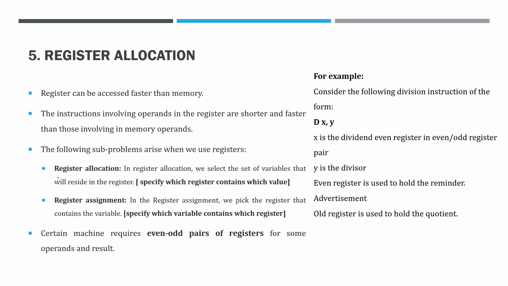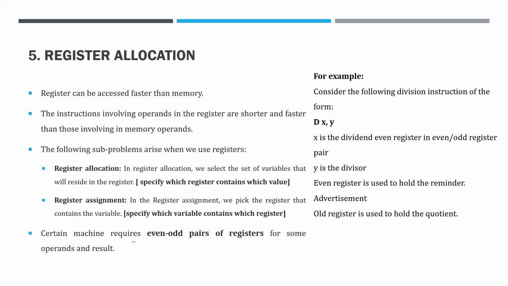Register allocation we need to take care of, and register assignment also we need to take care of. When it comes to register allocation, we select the set of variables that will reside in the registers. What kind of values will be in the registers will be decided at register allocation. Register assignment means we will pick the register that contains the variable, so this specifies which variable goes in which register.